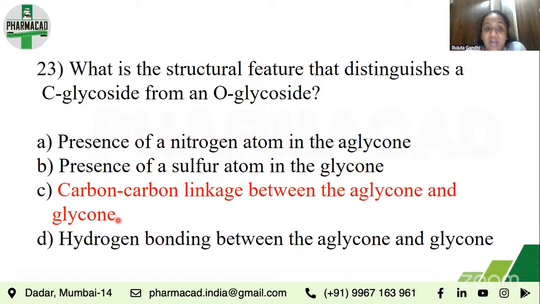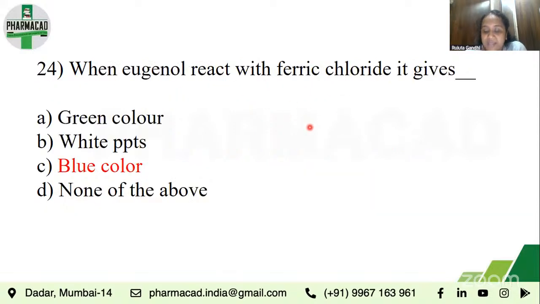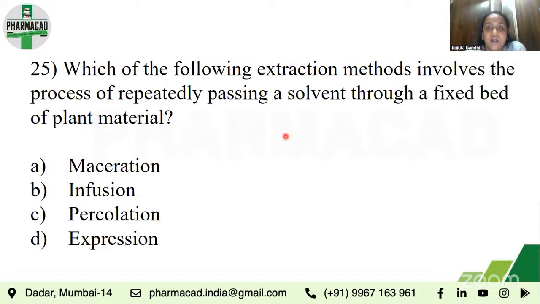So it's carbon linkage because C glycoside has carbon. If it is O, then it will be O and C bonding. If it is nitrogen, there will be nitrogen bonding. Sulfur will be S. When eugenol reacts with ferric chloride, which coloration does it give? Already I have shown the coloration, so I will directly go. It's blue coloration.